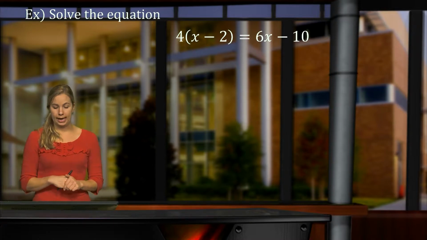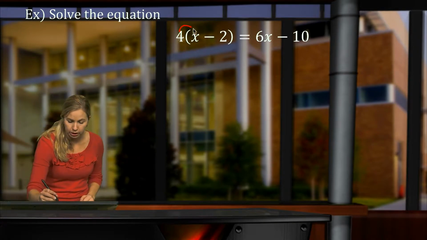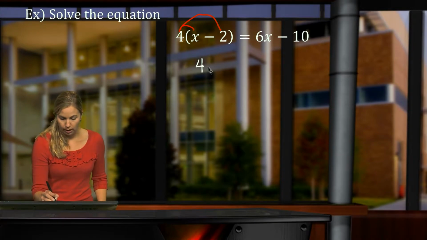4 times the quantity x minus 2 equals 6x minus 10. We want to first clear the parentheses, so we're going to do that by distributing the 4. 4x minus 8 equals 6x minus 10.